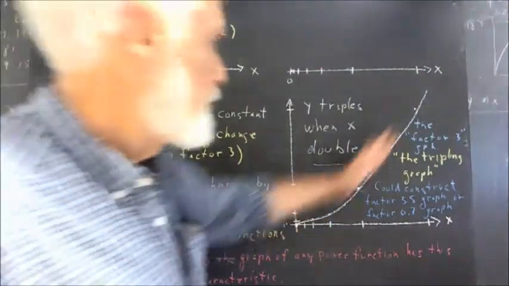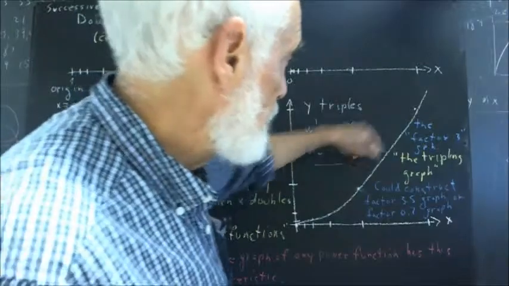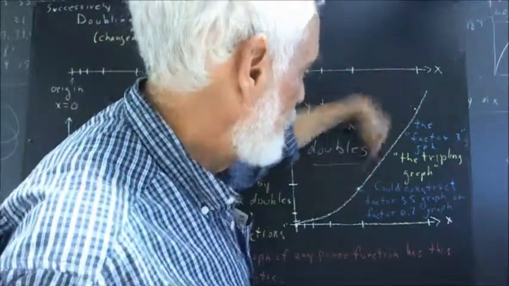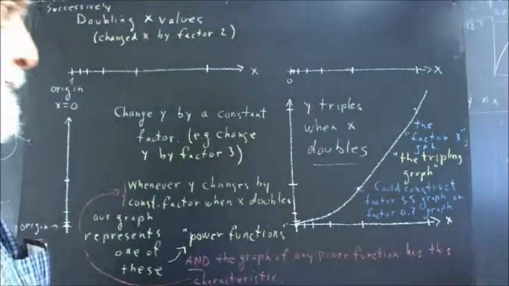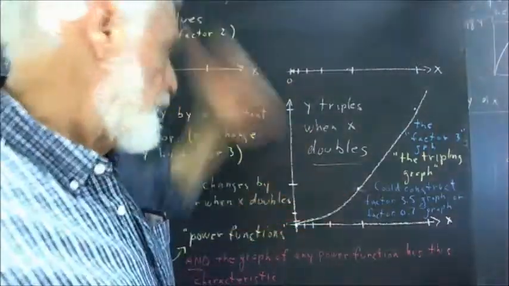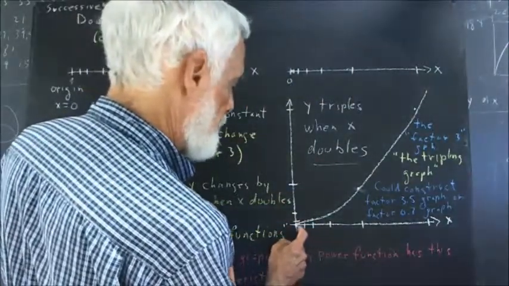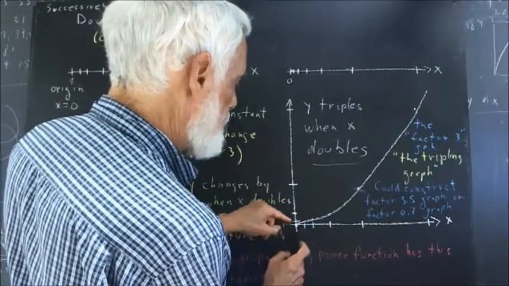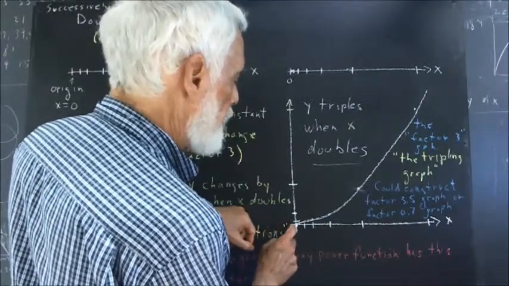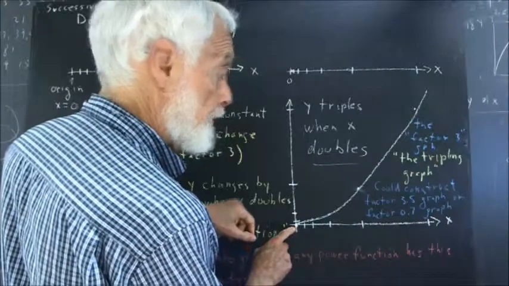I'll observe that the curve is kind of imperfect. I kind of went off on a straight line here and failed to curve properly. And the graph could have been drawn much more accurately. I also note that if I keep cutting x in half and keep cutting y in a third, I get closer and closer to the origin 0, 0.